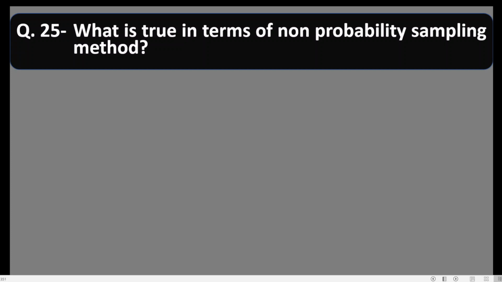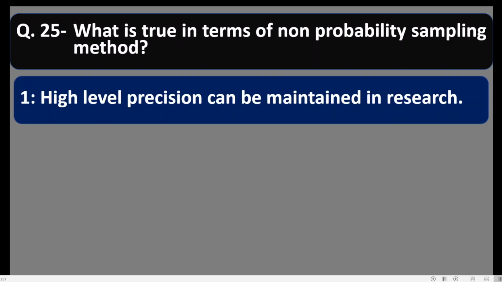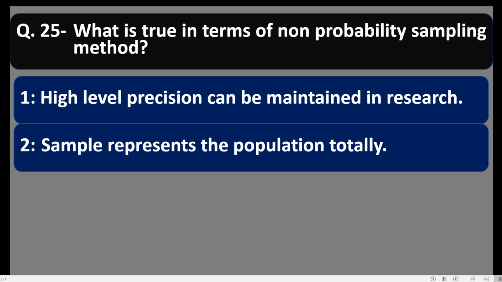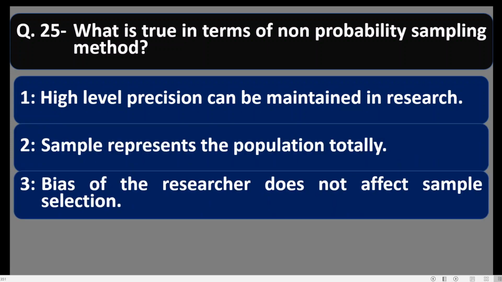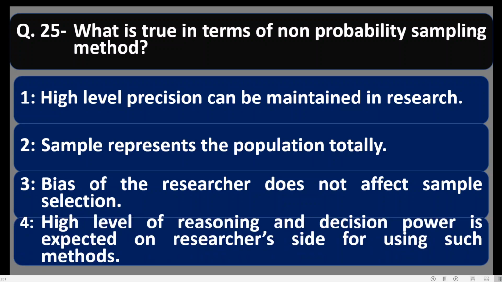Question number 25, today's fifth question. What is true in terms of the non-probability sampling method? Let us see the options. Number 1, high level of precision can be maintained in research. Number 2, the sample represents the population totally. Number 3, bias of the researcher does not affect sample selection. Number 4, a high level of reasoning and decision power is expected on the researcher's side for using such methods.